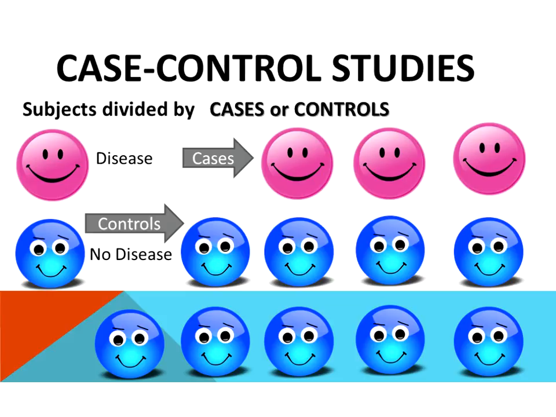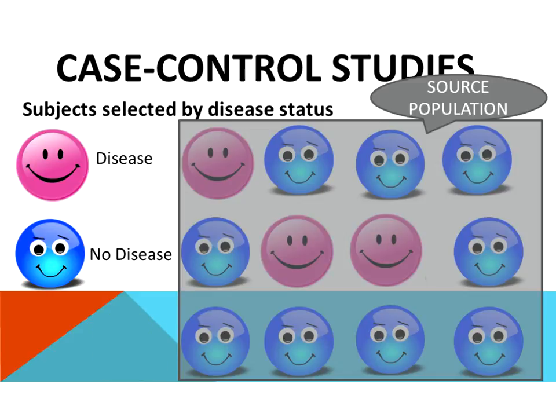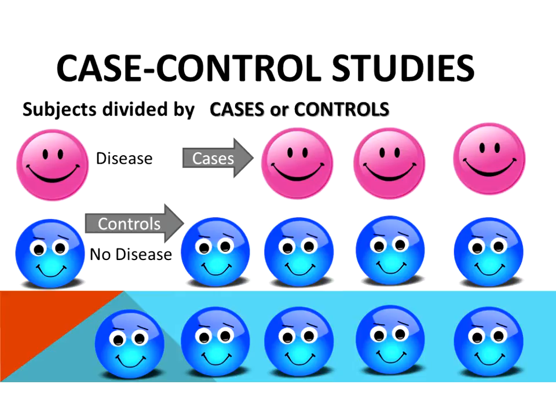And then we are able to identify through a clear means of medical evaluation who are your cases, who has the disease, who has lung cancer, versus who does not have the disease. So we have our source population, and that's everybody who's likely to develop the disease or who has the potential for developing the disease.